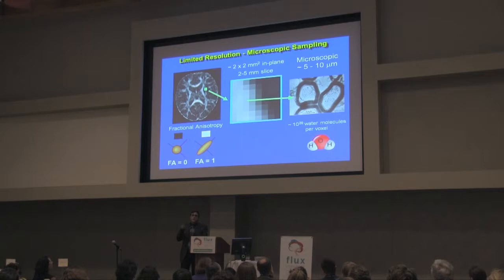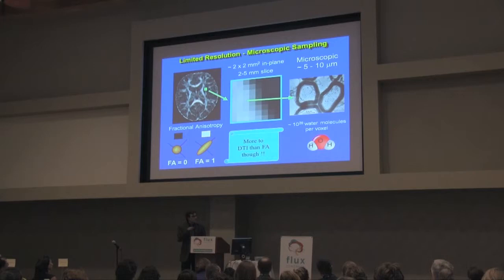And it's those millions of water molecules that are interacting with these membranes, myelin, et cetera, that's moving around interacting. It's those indirect effects that we're measuring and are attributing. There is a link between the FA and the underlying microstructure. Now, there's more to DTI than just FA alone. There's parallel diffusivity, perpendicular diffusivity, mean diffusivity. We're not going to talk about that in this short talk today.